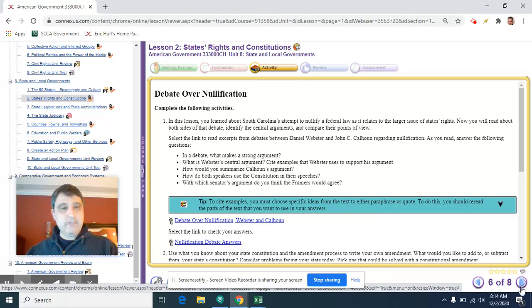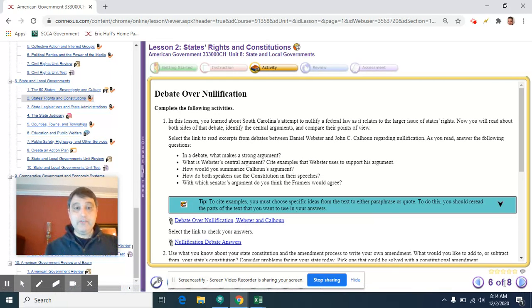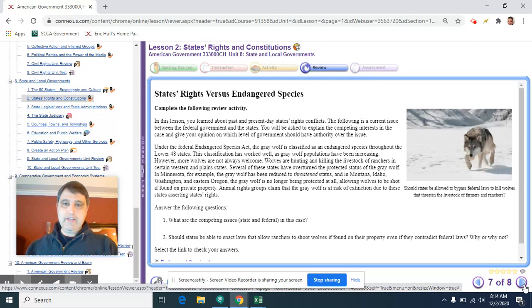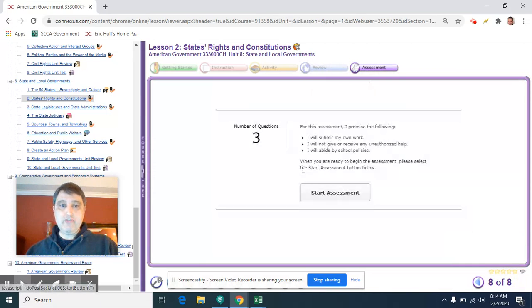And then here's an activity, again, debate over nullification. Of course, you don't have to necessarily do this, but I'd make sure that I read through this so that I understood what this concept of nullification is, a really important term. And then here's another activity that lets you think about states' rights in a different way, specifically about endangered species. It's kind of an interesting thing to read about. And then, of course, you're going to finish with the quick check.